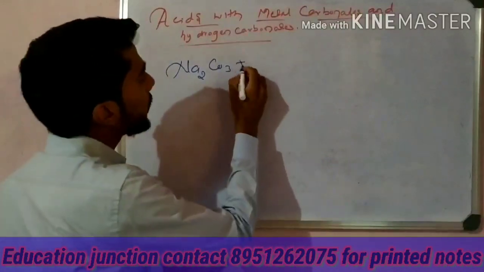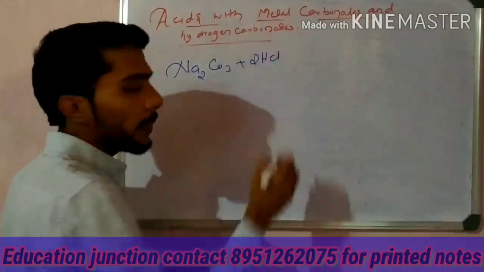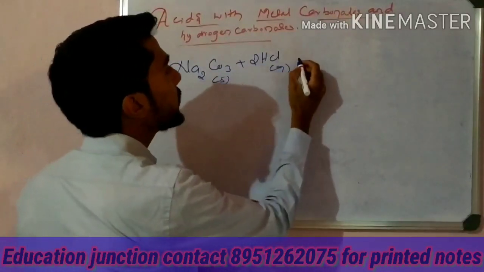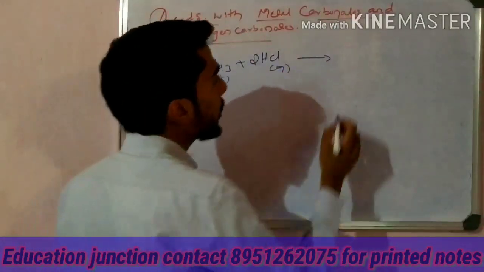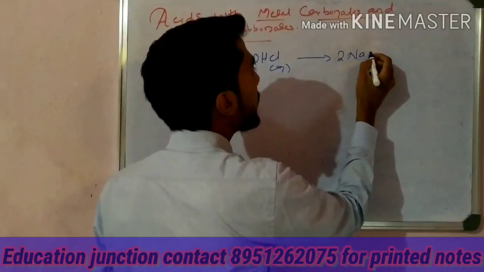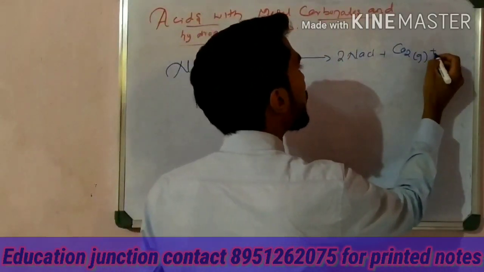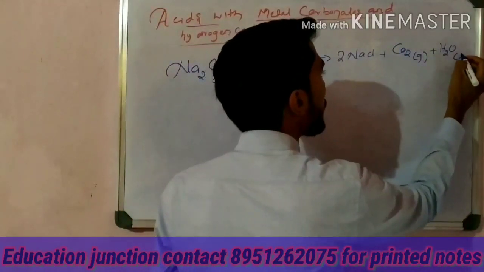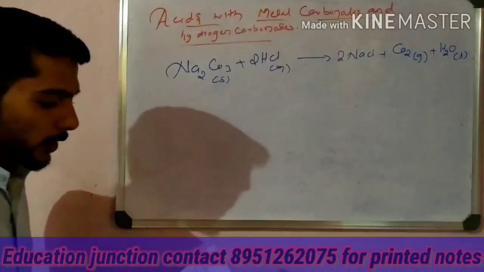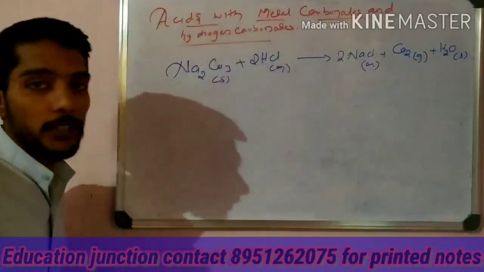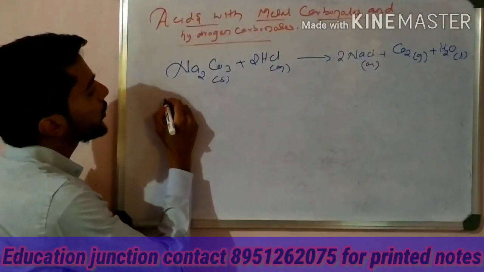When it reacts with, balancing the equation, 2HCl, it is solid in state, and HCl is aqueous in state. So we know what happens: salt formation takes place, 2NaCl plus carbon dioxide gas plus H2O liquid. Okay, students, this is the equation of carbonate. That is called sodium carbonate.